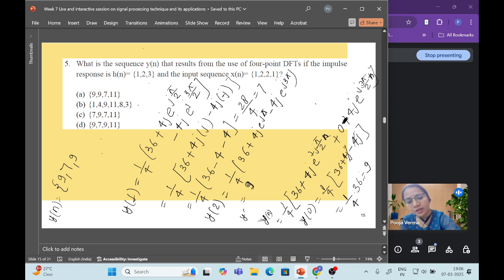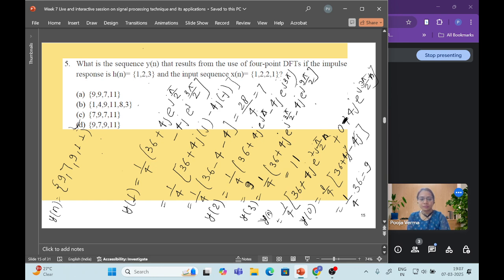Again y of 3, similarly you will calculate 1 by 4, just putting n equal to 3 in this equation. You will get 36 plus 4j e to the power j 3 pi by 2 minus 4j e to the power j 9 pi by 2. Now further if you do that calculation, you will get 11. So this sequence you will get 9, 7, 9, 11, that is option D, the correct answer.